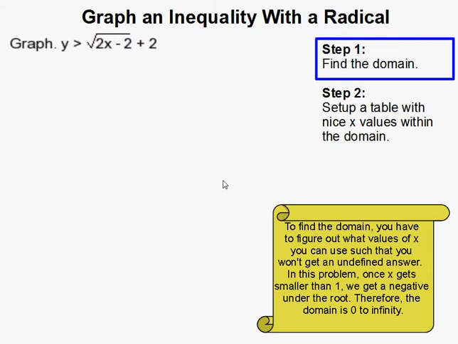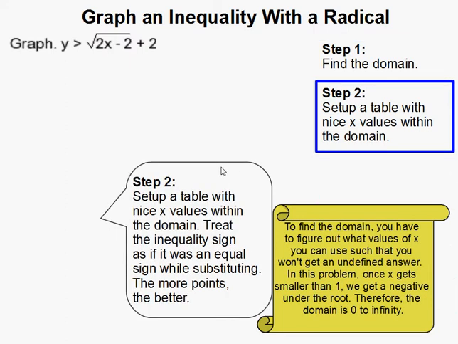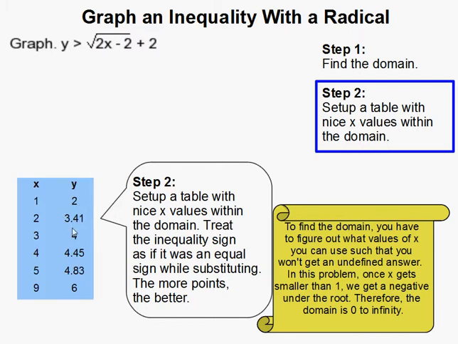Once we have that, we can set up a table with nice values within the domain. I picked nice values, meaning whole numbers: 1, 2, 3, 4, 5, 9. When you're finding the points like this, you also ignore the inequality and set it equal to 0. That's how I did that.